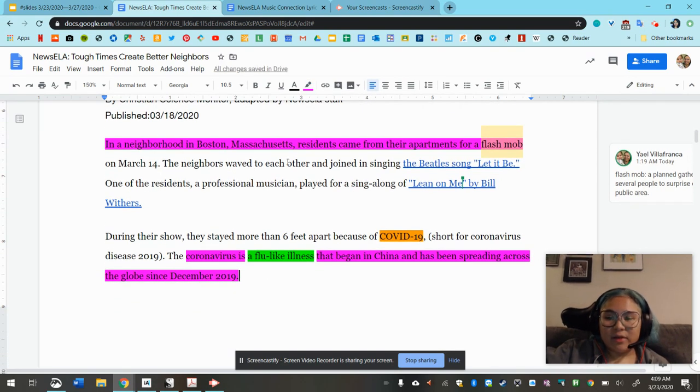All right, so this was the example for the rereading step. Please go on to the next video when I show you what an example of annotating is.